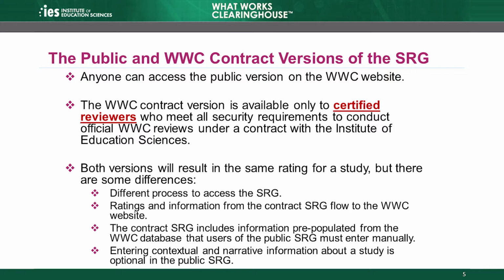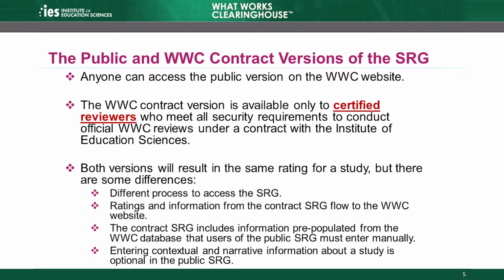Both versions are identical in how they apply WWC procedures and standards, and will result in the same rating for a given study. But there are important differences in the functions available in each version, including a different process for accessing the SRG. Ratings and information from reviews using the contract SRG are saved to the WWC database and flow to the WWC website. Reviews in the public SRG do not affect content on the WWC website.